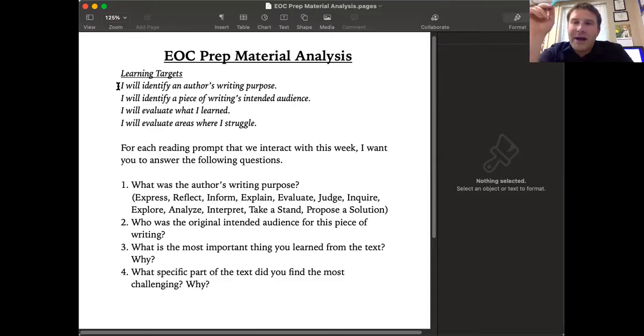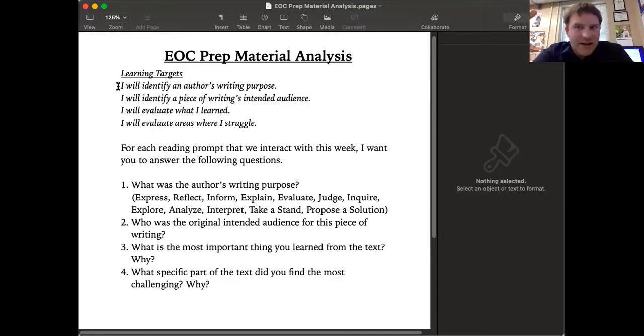I don't care how good or bad of a reader you are, you can always do these 2 questions. The first is, what is the most important thing you learned from the text? Even if it's the most boring text in the world, you can still pull some important information away from that text. So tell me, what is the most important thing you learned from the text and why?